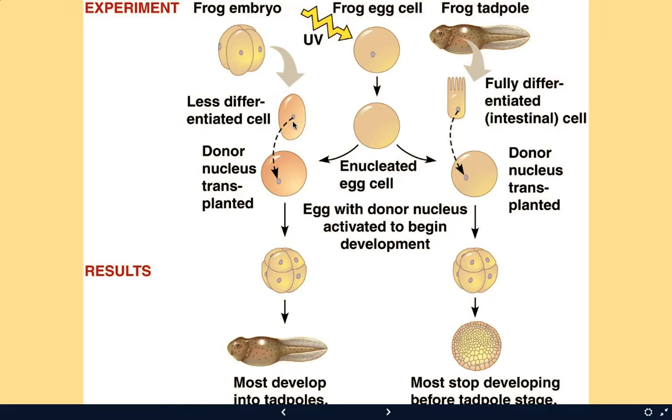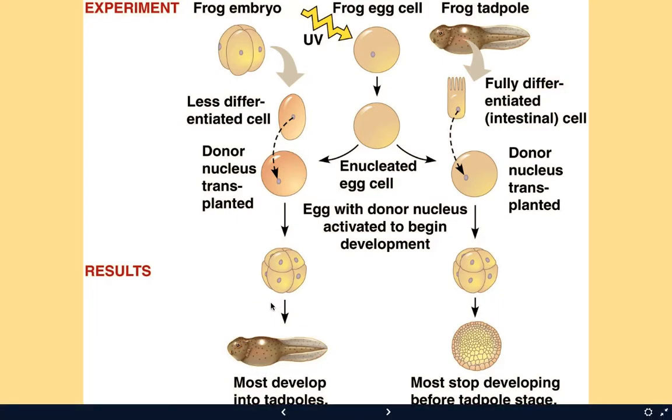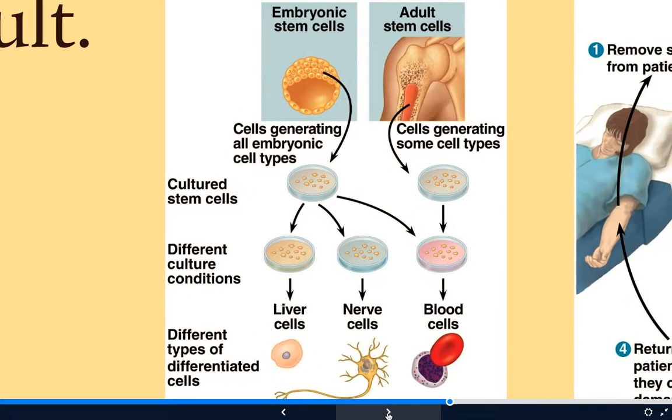If the original cell from the embryo is less differentiated, meaning it doesn't have a specific function, versus an intestinal cell from a frog tadpole that you put in, it really requires the less differentiated stem cells for most of the clones to actually develop into tadpoles. Whereas if you have a differentiated cell, more like an adult cell, it's going to stop developing, because it already has a specific job. So we've done this with embryonic stem cells, and some of you may know people who've had stem cell treatment for injuries.